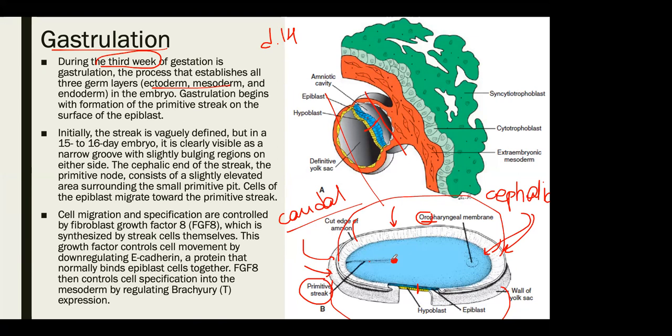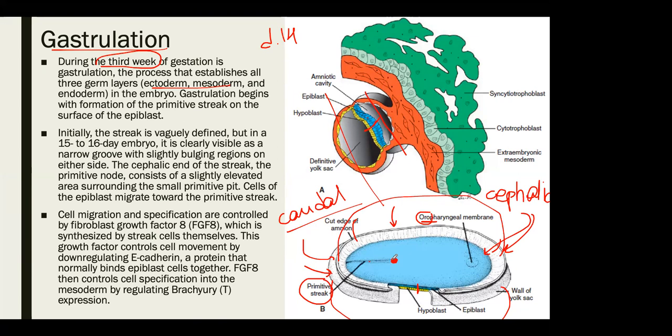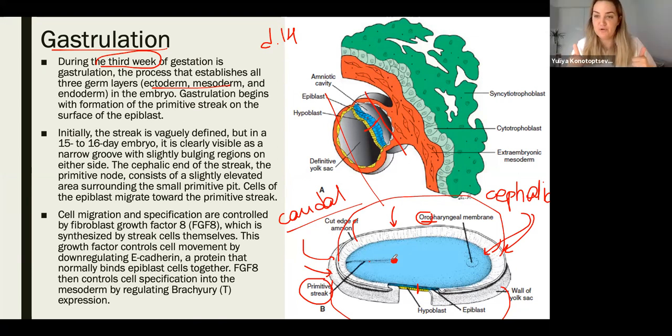False. Which part is false? The first half of the sentence or the second? Second part. First is true. Very good. The first half is true. Primitive node is located at the cephalic end of the primitive streak, for sure.